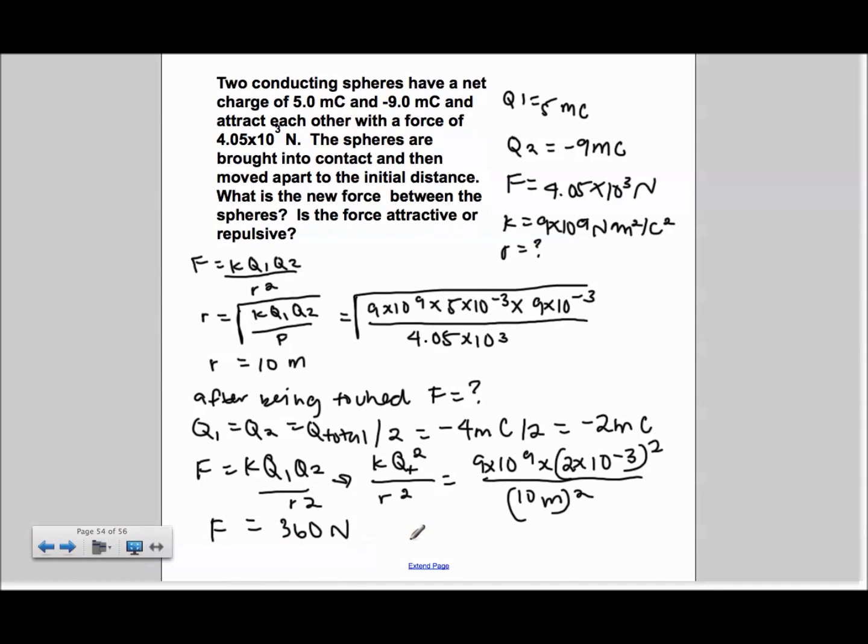360 newtons. And in order to find whether the force is attractive or repulsive, we are given that we have a negative charge and another negative, so they're going to try to go away from each other. So the force is 360 newtons repulsive.